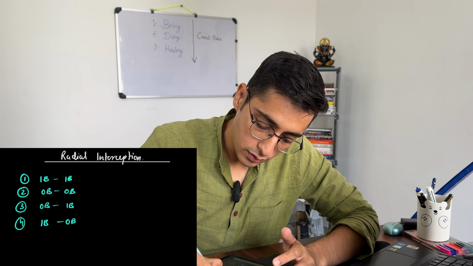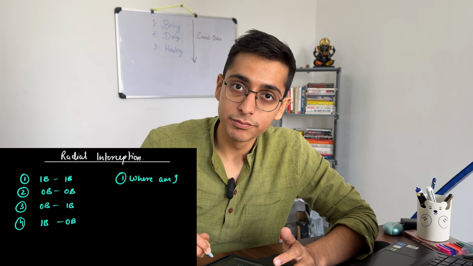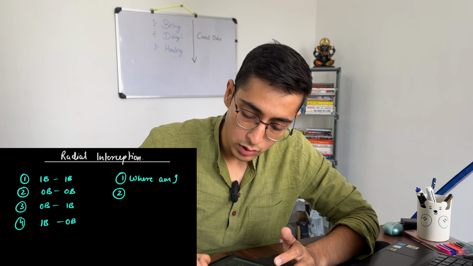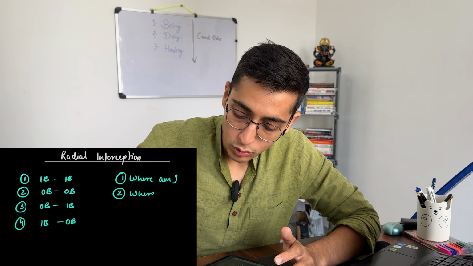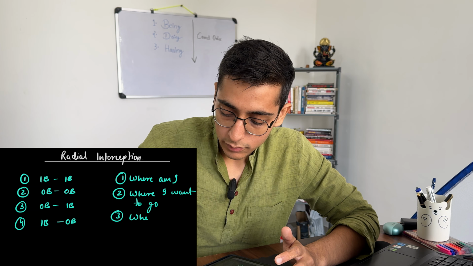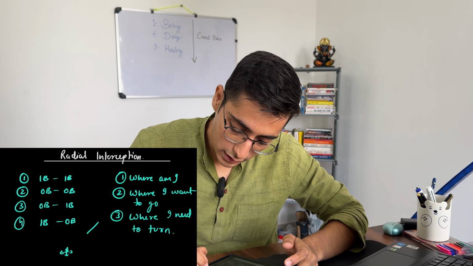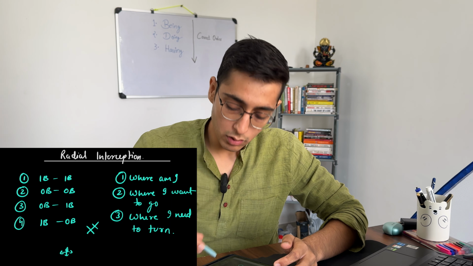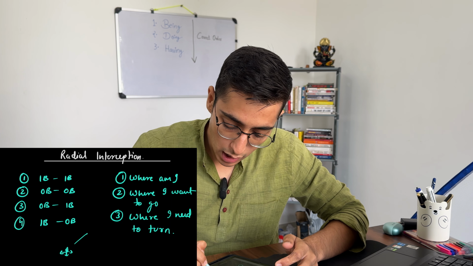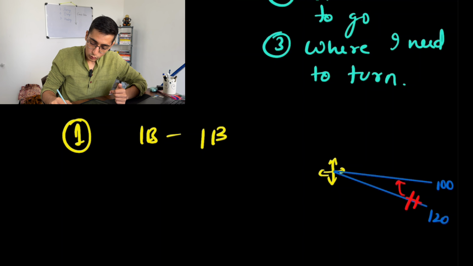Whenever we are doing a maneuver in instrument flying, 3 things are very important to know: first, where am I? Second, where do I want to go? And third, where do I need to turn? By inbound and outbound, what I mean is, whenever your aircraft is coming to the station, we'll say the aircraft is coming inbound, and whenever an aircraft is going out from a station, we'll say the aircraft is going outbound.